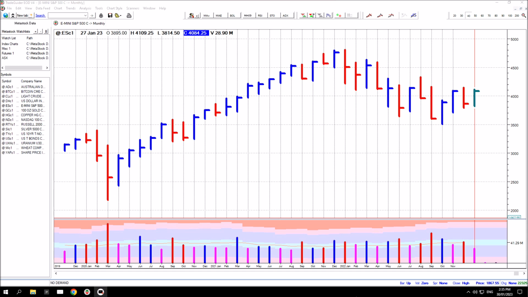I was asked today by Aaron if I could have a look at the S&P 500 monthly chart and analyse the last bar, the current bar, which is the bar for January. It's not yet complete. There's still 2 days trading to come, but it's close to complete.